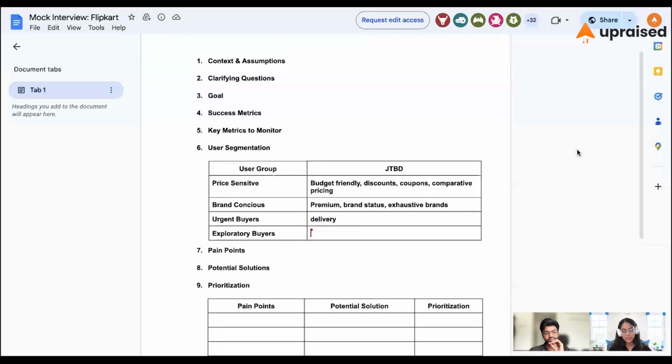Then we come to urgent buyers, mainly that's about delivery, how quick that can be, and exploratory buyers. People who are exploratory are often interested in seeing new categories, new things, maybe some things that are new in the market. For example, when that fidget thing came up in the market, people were going all gaga over it. So it's about new products, categories, maybe brands also. Cool. Okay, so I guess these are the main jobs to be done here.